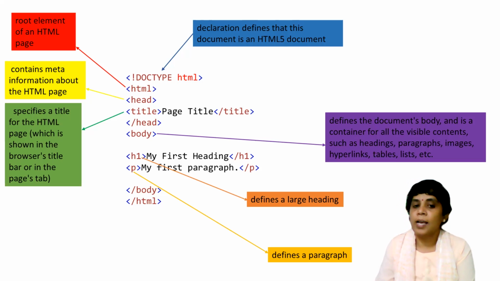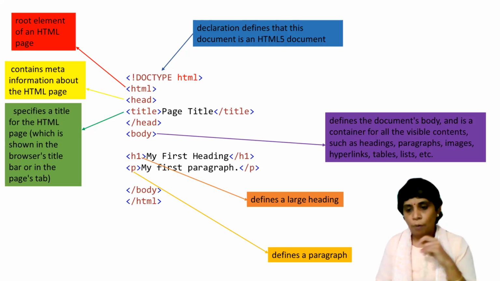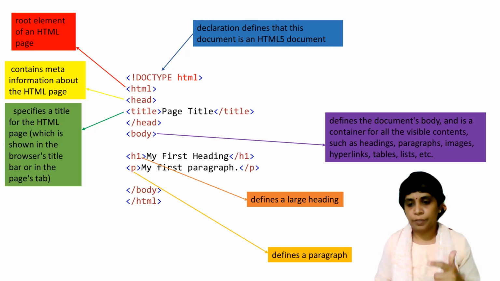Next one, the head tag. After the HTML tag, I have entered the head. It contains meta information about the HTML, that is, what contents are there in your web page. The head will have a title tag. The title tag specifies the title for the HTML page, which is shown in the browser's title bar or in the page tab. Whenever you open a web page, you might have observed the topmost bar where you can see the name of the web page. That is entered inside the title. You can see I have entered the title tag after the head tag, so the title tag is inside the head tag.